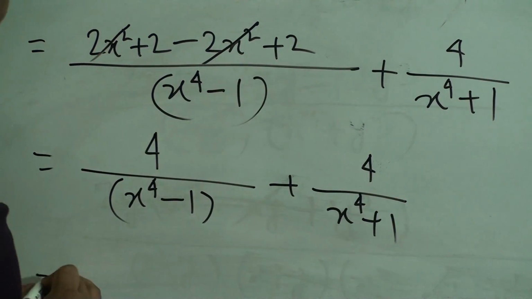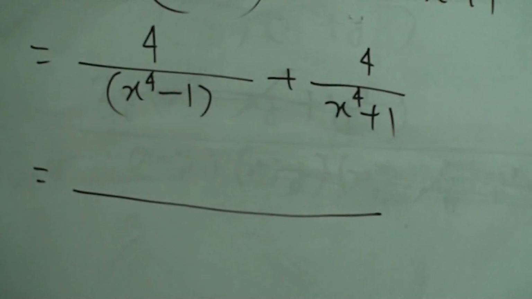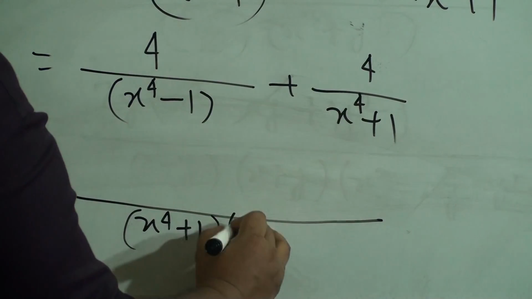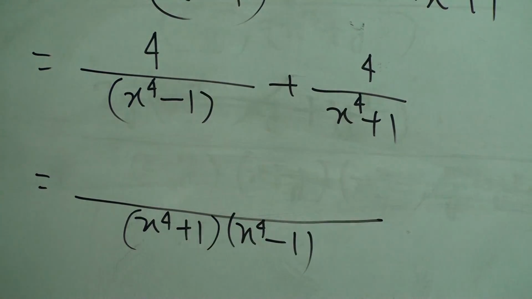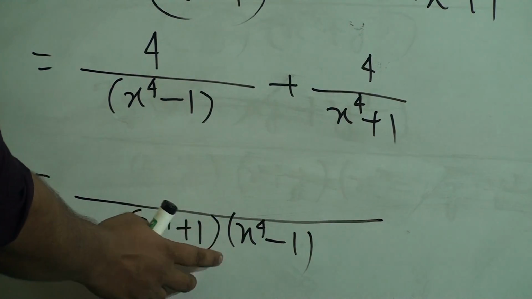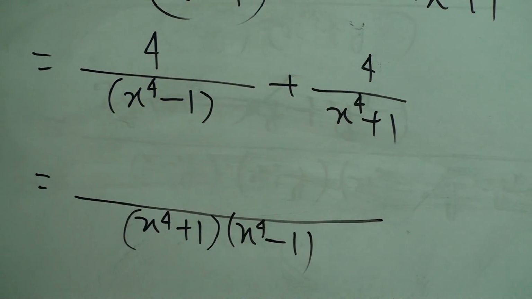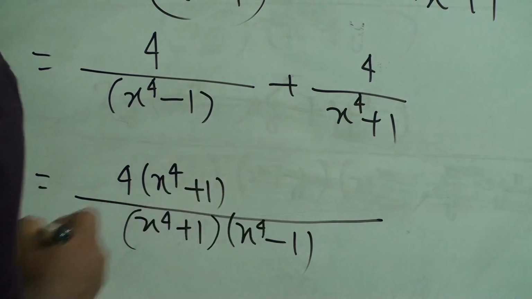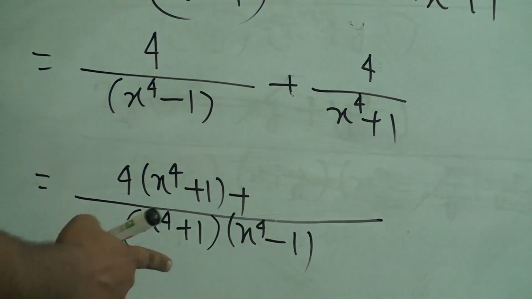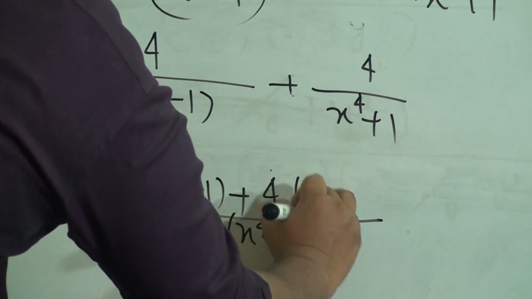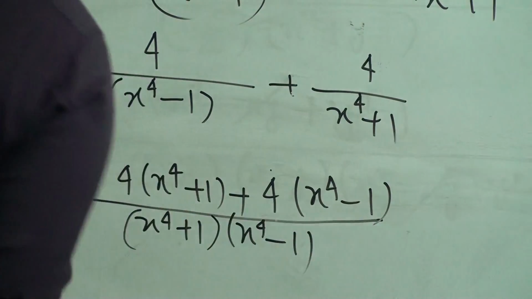Now dear student, we take again LCM, that means here x to the power 4 plus 1 and x to the power 4 minus 1. So we divide this LCM by the denominator of the first fraction and we get x to the power 4 plus 1, and that is multiplied with 4. So 4 into x to the power 4 plus 1. This plus sign is here. After that we divide this LCM by the denominator of the second fraction and we get x to the power 4 minus 1. X to the power 4 minus 1.